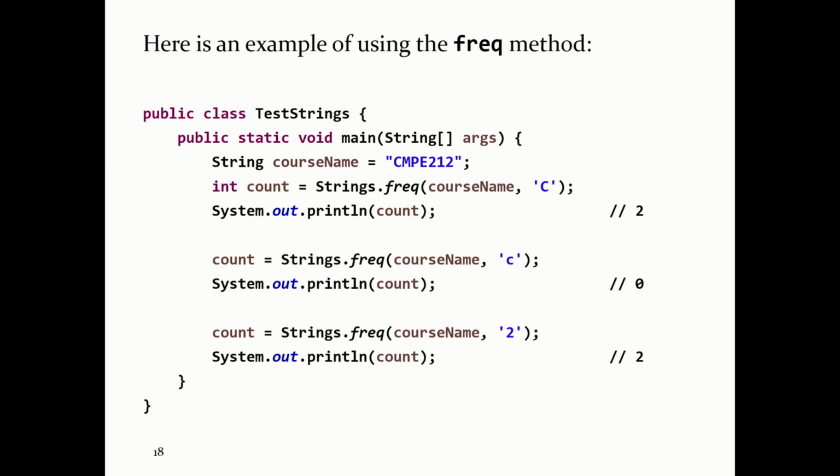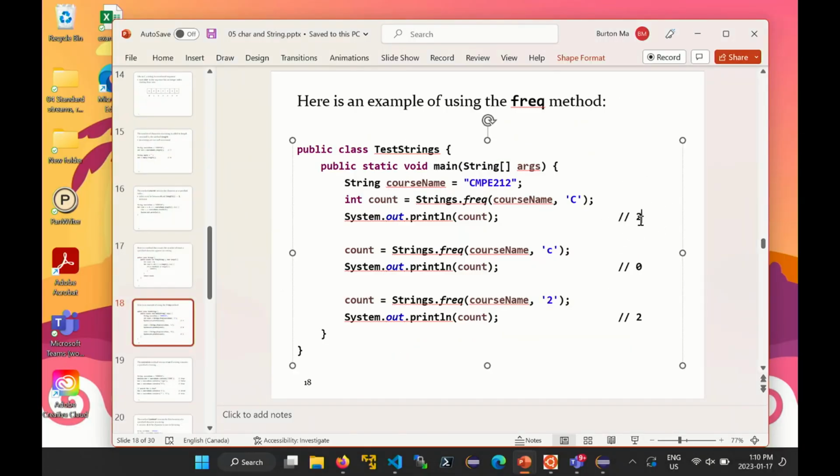And this is how you'd use the frequency method. There's my string. How many times does the C appear in CMPE212? 1, not 2. This used to be CISC124, which is why there's a 2 here. So that's 1. The other ones are okay.